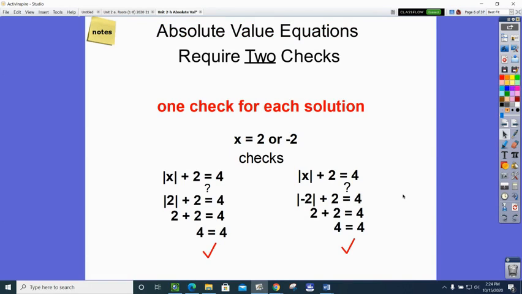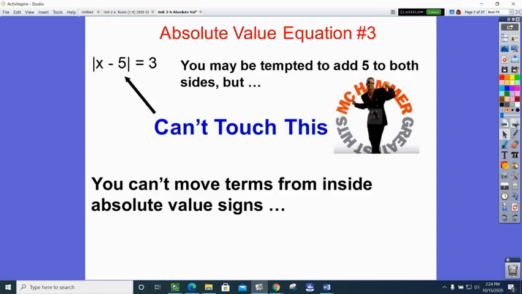I'm just waiting here a second. I talked this through. I'm just making sure everybody understands what I mean. But I put the 2 in for x, and I put the -2 into the original, and I checked them. Okay, so let's get a little bit more interesting here.